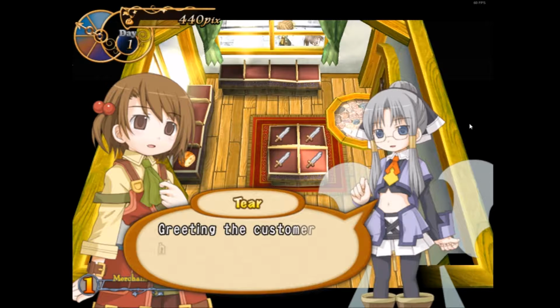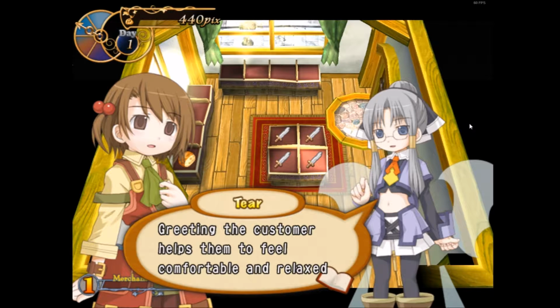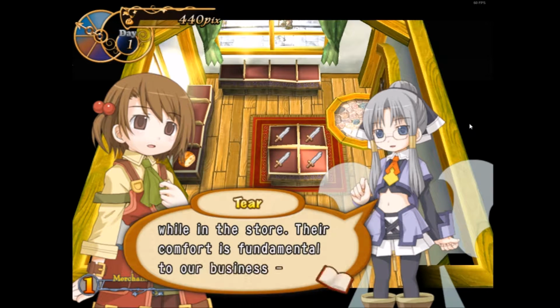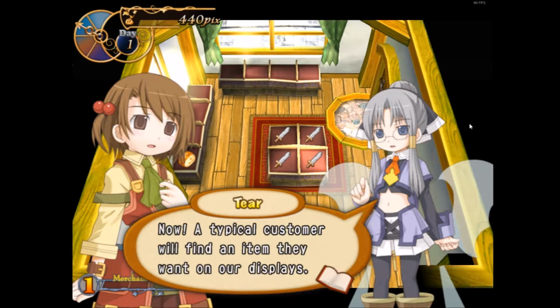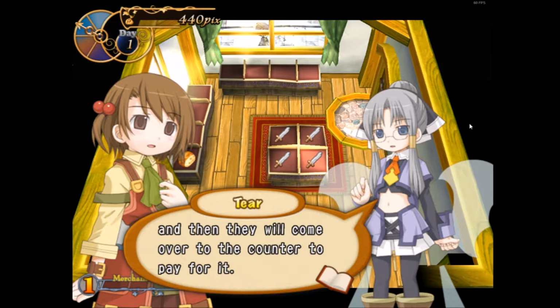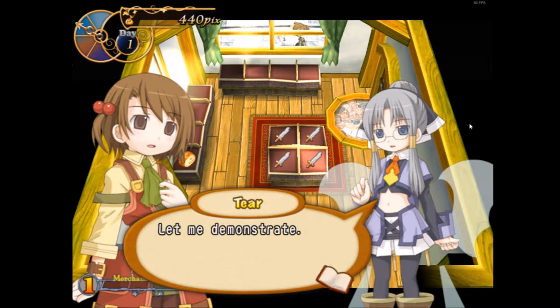Welcome? Greeting the customer helps them to feel comfortable and relaxed while in the store. Their comfort is fundamental to our business. Remember that as we continue. Now, a typical customer will find an item they want on our displays, and then they will come over to the counter to pay for it. Let me demonstrate.